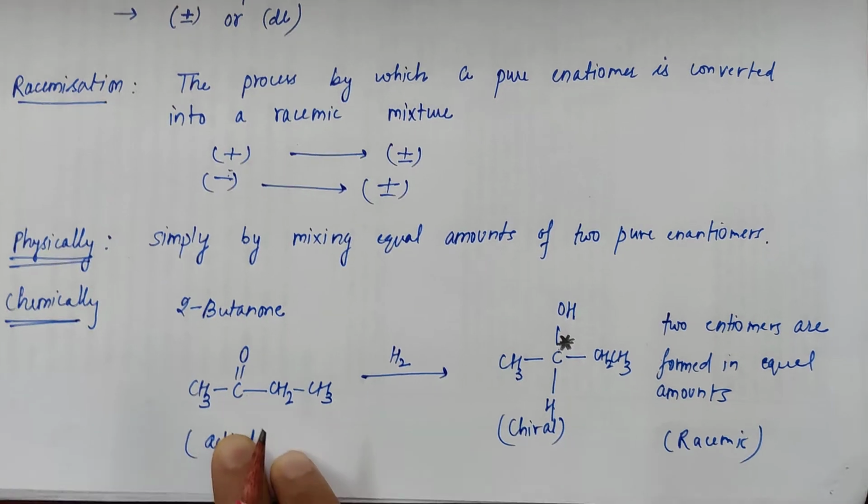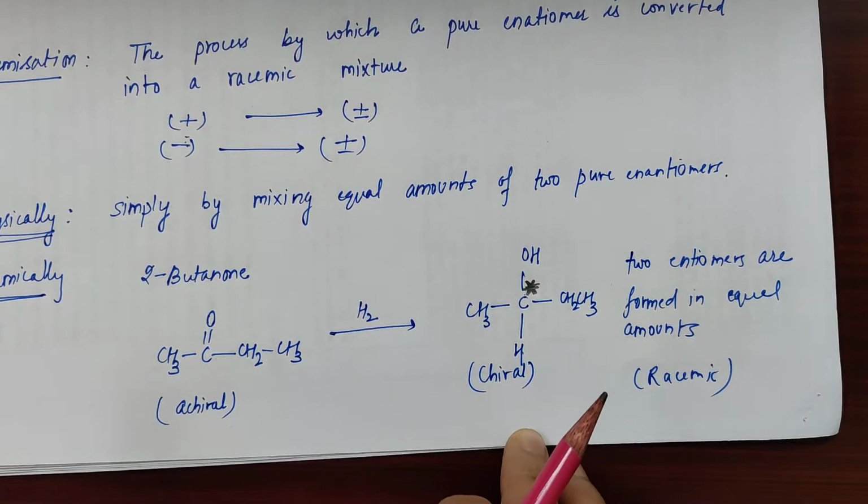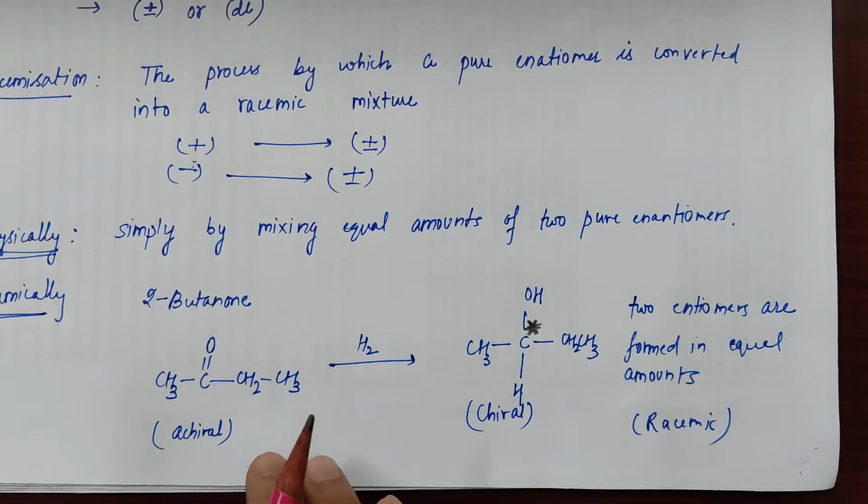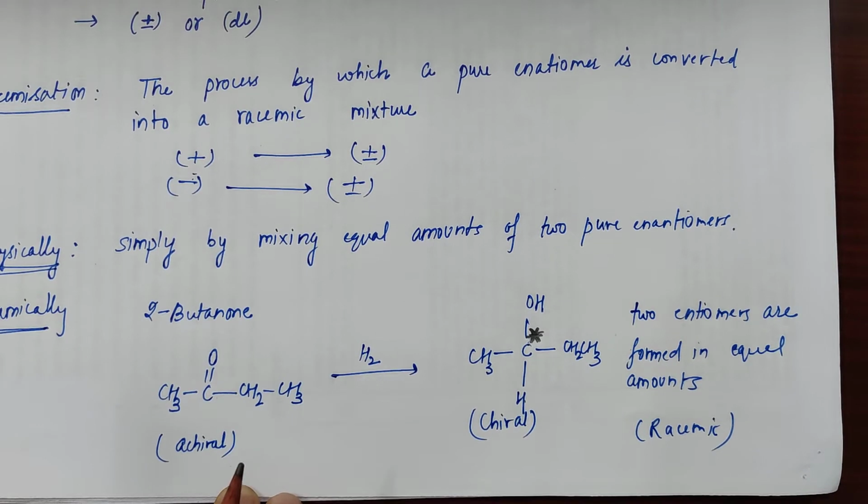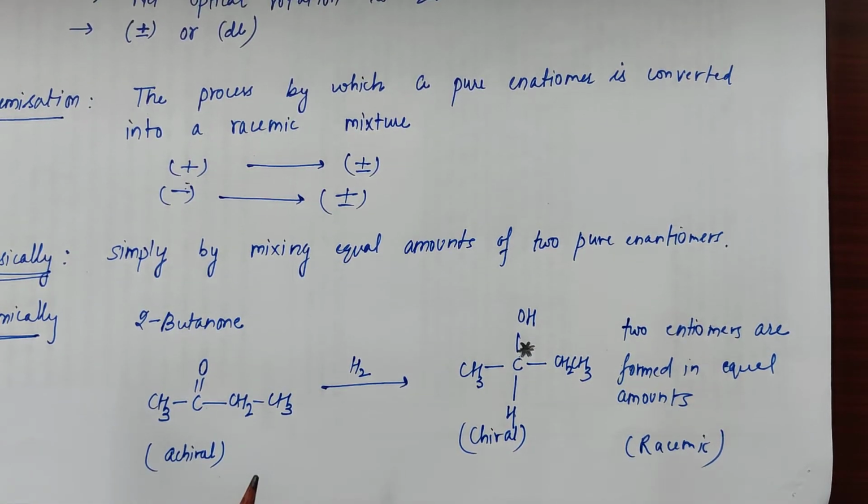So the particular reaction I have given is not at all enantioselective. The attack is possible from both the sides. So you are getting a racemic mixture.